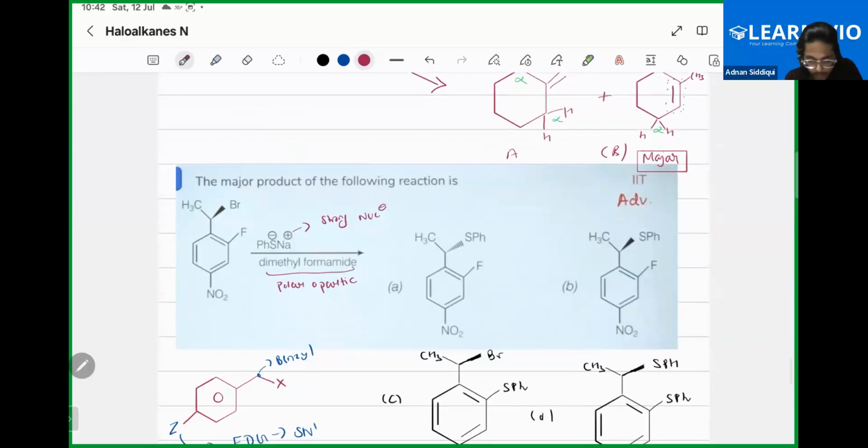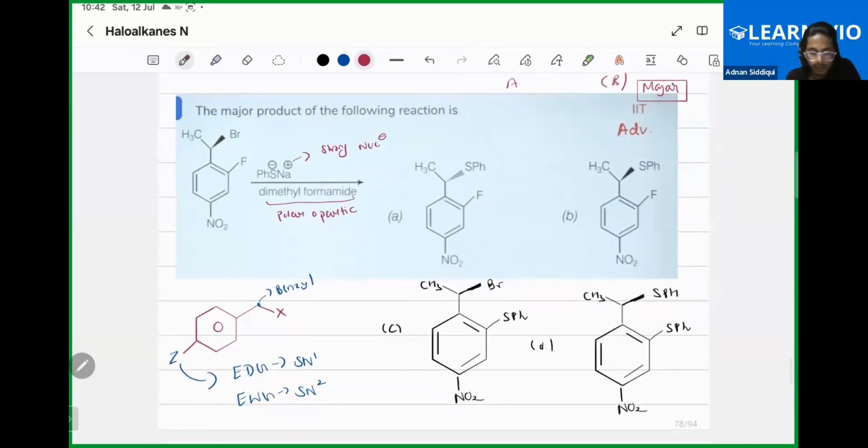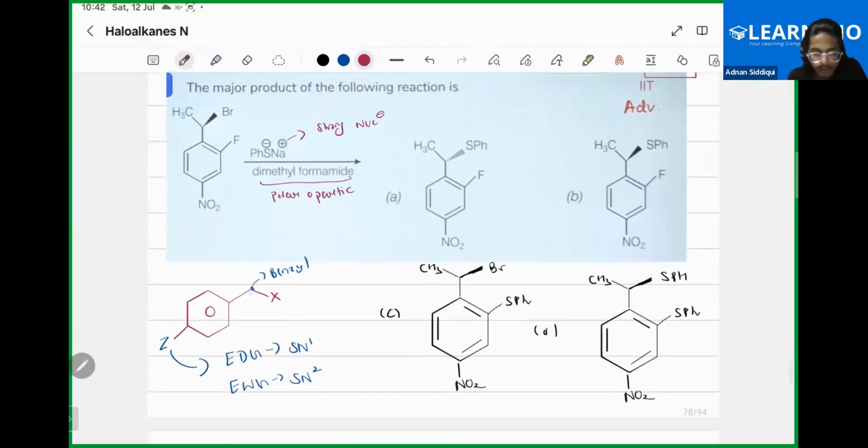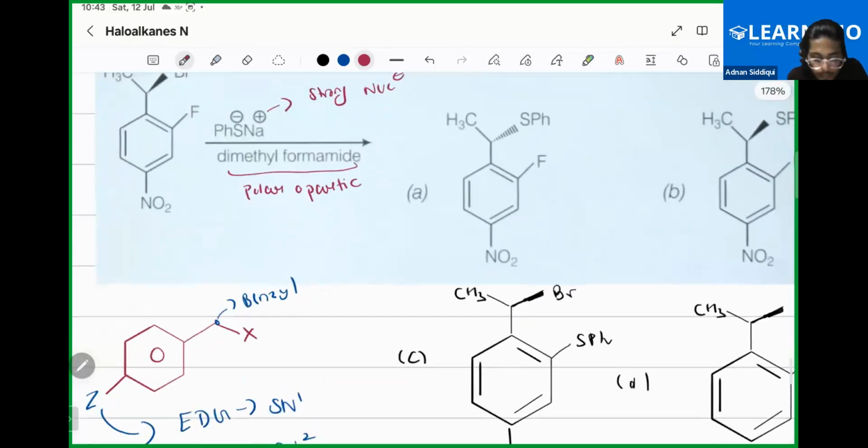This is the advanced question. It is again very simple. What is happening? Your nucleophile is a strong nucleophile. And this is a benzyl position, or we can say 1 degree substrate. So for strong nucleophile and 1 degree substrate, and you have this dimethyl formamide, this is a polar aprotic solvent.